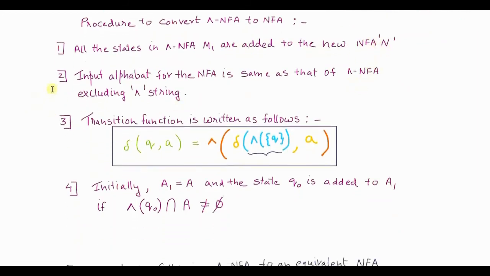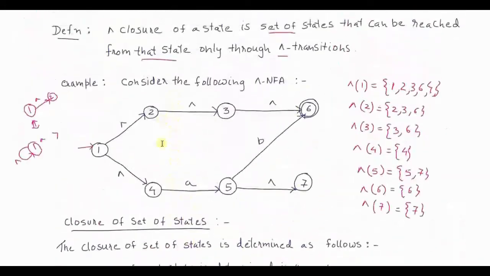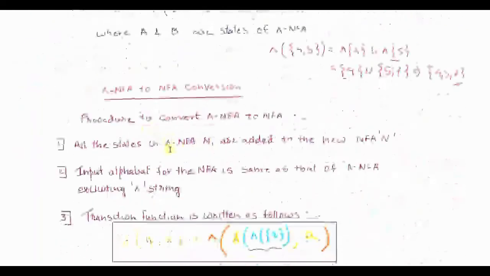Second, the input alphabet for the NFA is the same as that of the null NFA, excluding the null string. So if this is a diagram and you need to convert this null NFA to NFA, the input alphabet of the null NFA will be the same as that of the resultant NFA. Except that in the null NFA you will have an extra input symbol, null. In a normal NFA, you will not have this null symbol, because normal NFAs do not support null transitions. This is very simple and very clear.